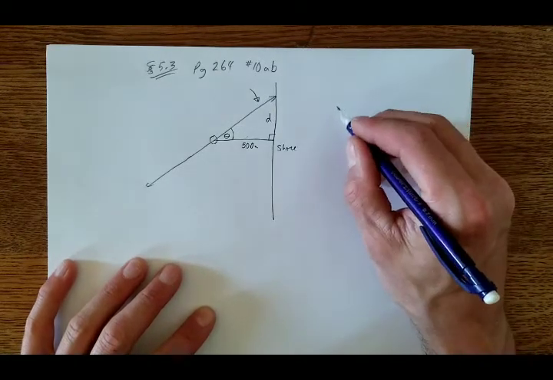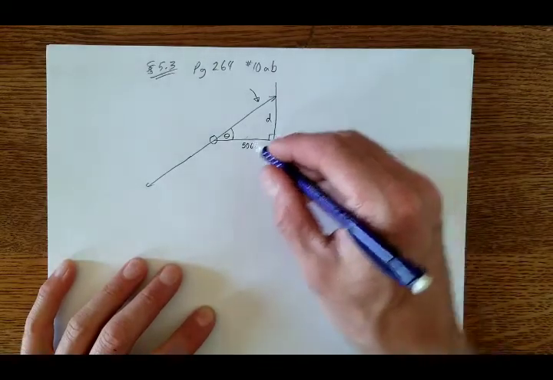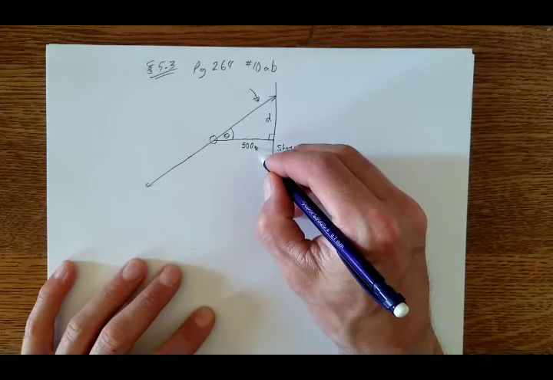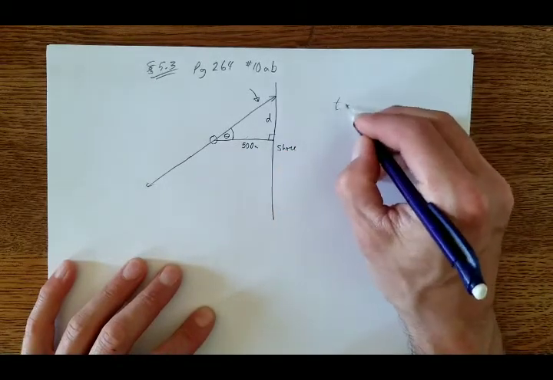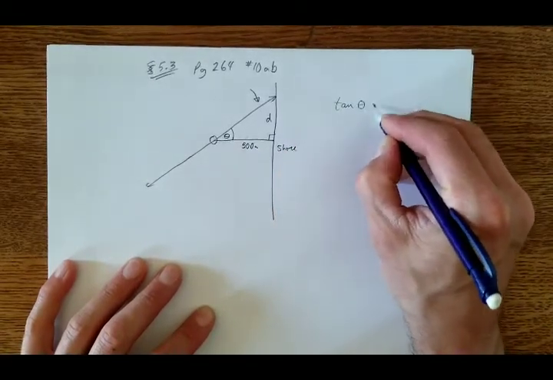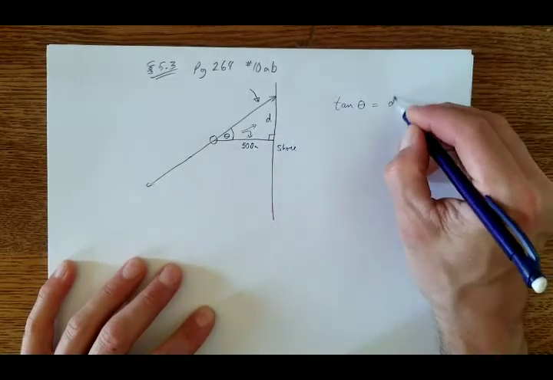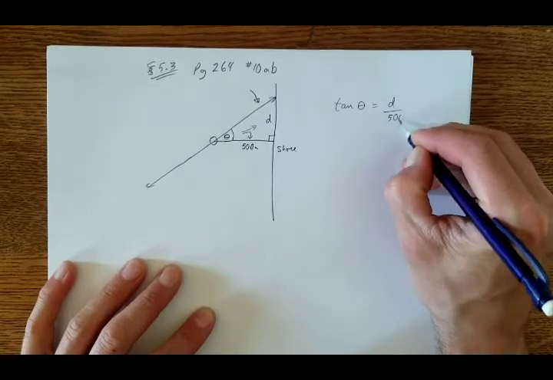in minutes. So normally we would think this angle related to this distance related to this thing. So I'd have tan theta equals the opposite over the adjacent. So I'd have d over 500.